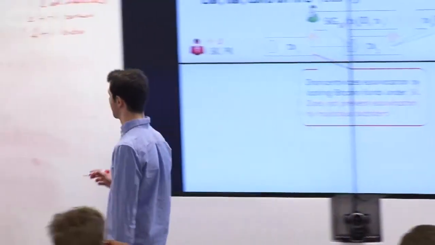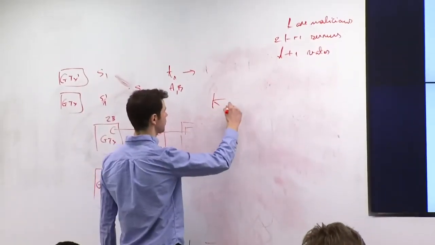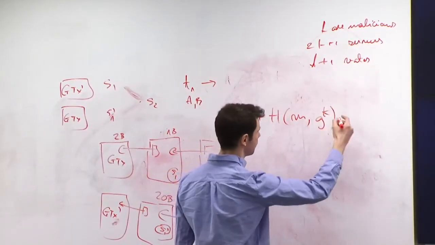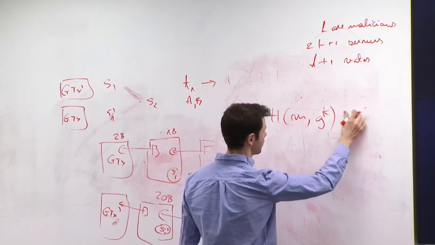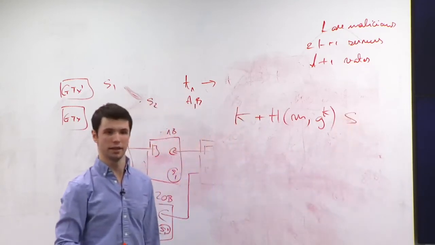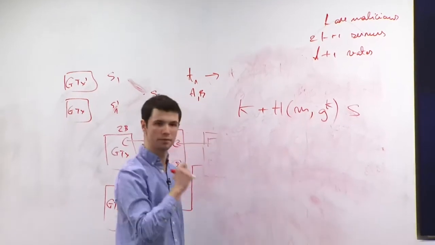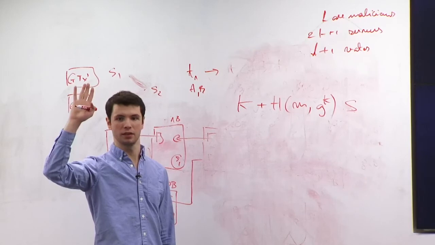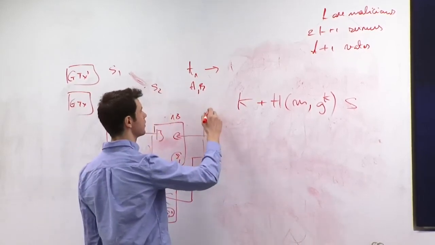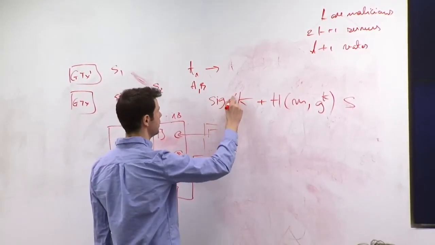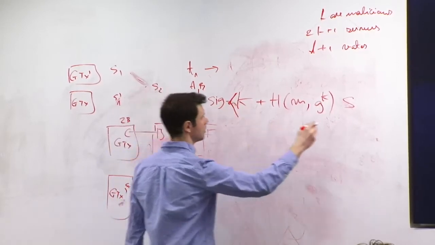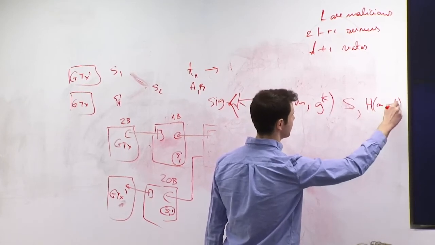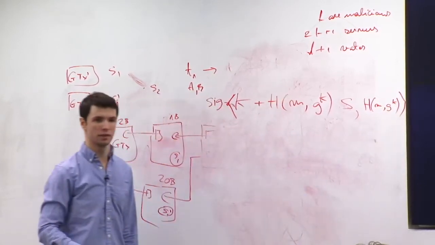And the idea is that a Schnorr signature, if you recall, is just K plus H of M, G to the K, times S, where S is the secret key, right? So this is a Schnorr signature on M. How many recall this? And of course, it's not just this. The signature is really this and this H of M, G to the K. So it's these two things, right?